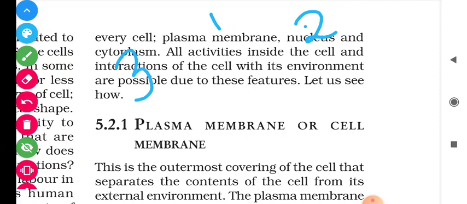All activities inside the cell and interaction of the cell with its environment are possible due to these features. Let us see how. All the activities carried out by the cell are organized and monitored by these three cell organelles primarily. So let us discuss the first cell organelle, named plasma membrane or cell membrane.